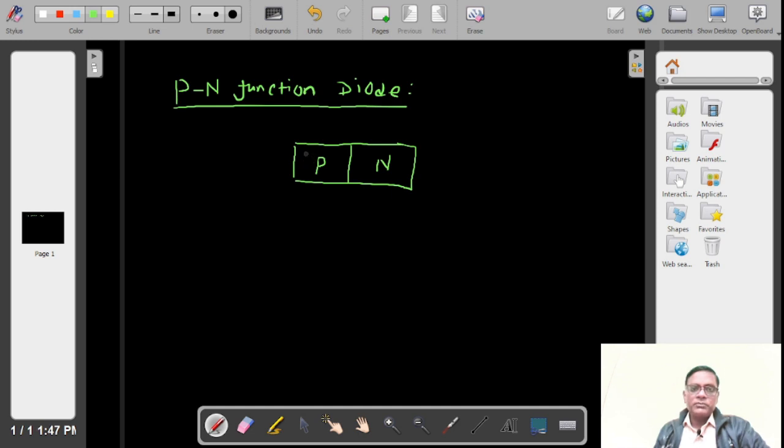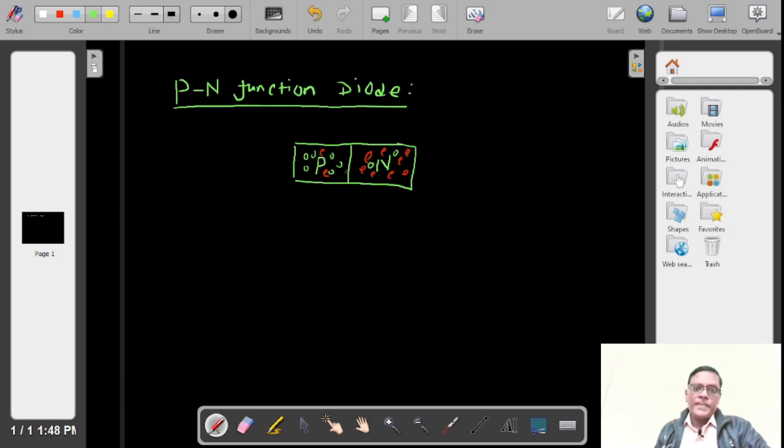In the p-type semiconductor, we have a higher concentration of holes, and in the n-type semiconductor, as we know, we have electrons as majority carriers. Here we have electrons as majority carriers. Similarly, in the p-type semiconductor, the p side, we have electrons as minority carriers. Similarly, the n side will have some holes as minority carriers.